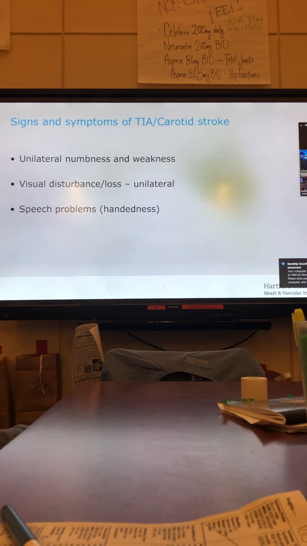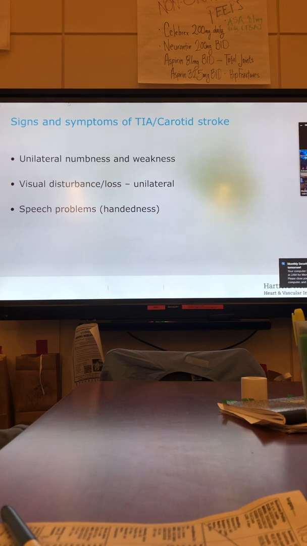One of the things to think about with speech is handedness, all right? So if you're right-handed, where's your speech center? Left side. Left? Yeah, left. So the left side of your brain. 95% of the time, if you're right-handed, your speech center is on the left side of your brain. If you're left-handed, is it 95% of the time on the right side?